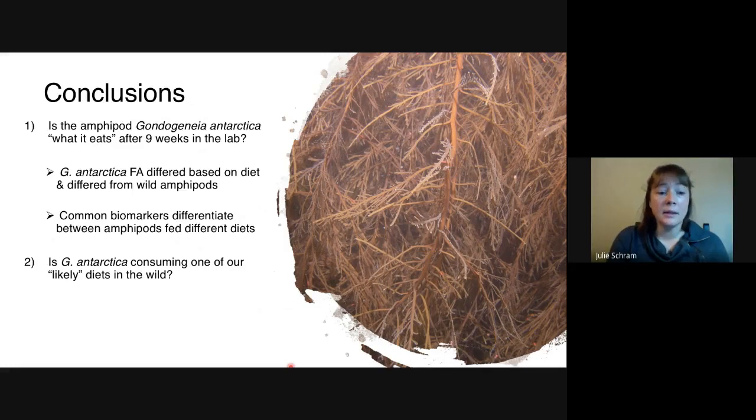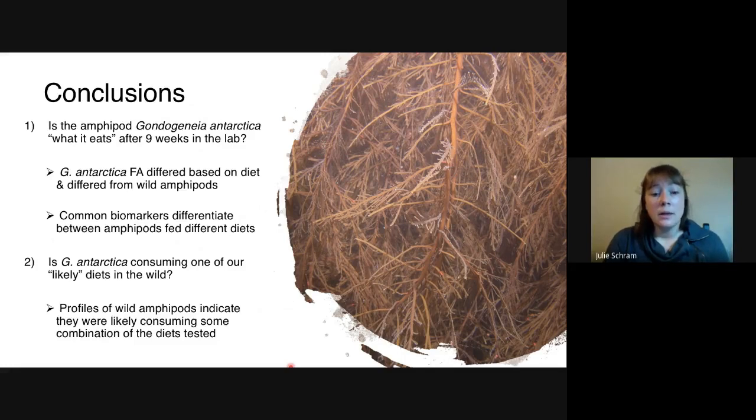And then our second question, is Gondogenea consuming one of our likely diets in the wild? Because the wild amphipods were falling within that resource polygon, it does appear that we are identifying likely diets of wild amphipods. So you might be asking yourself, what do we do with this information and where do we go from here?